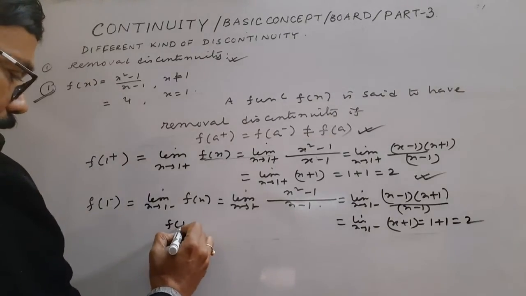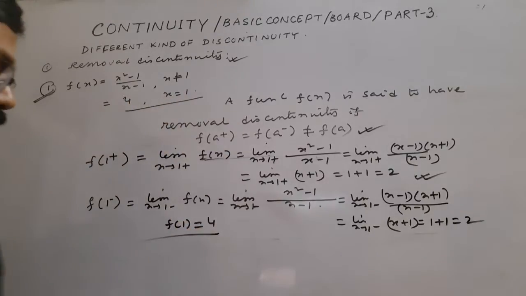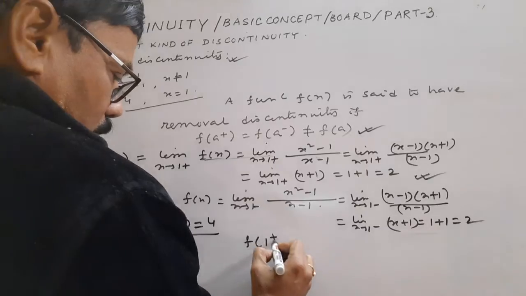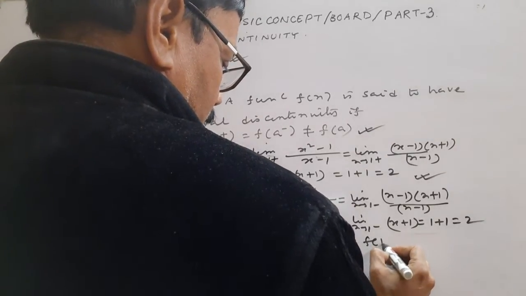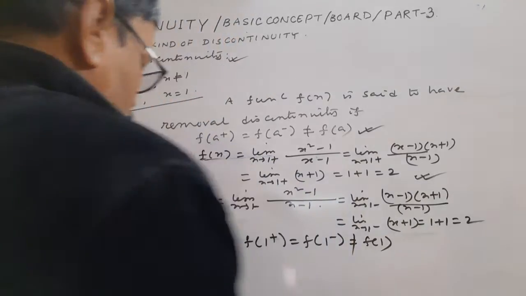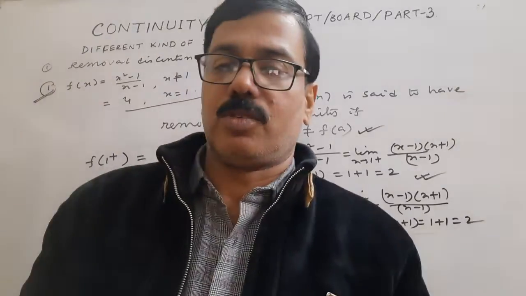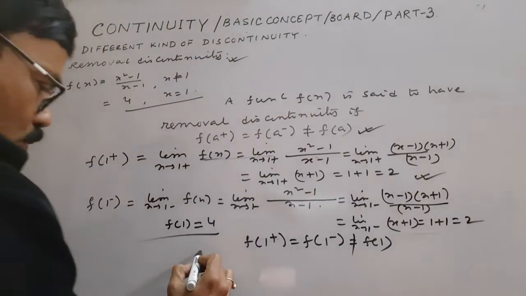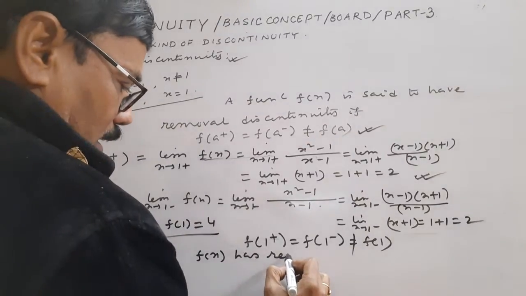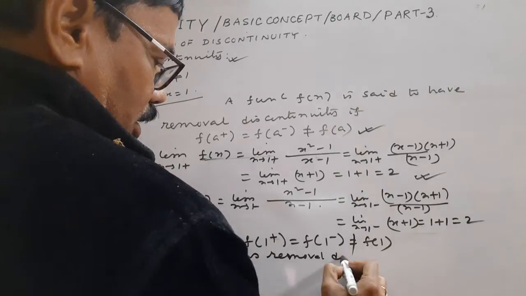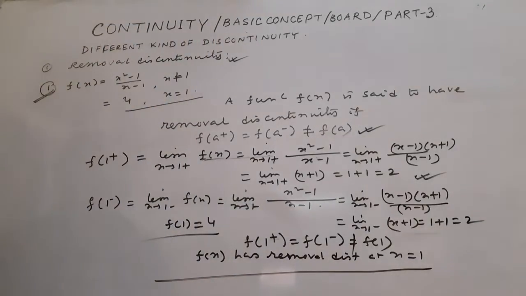Now what is the functional value? f(1) equals 4. So what is the conclusion? f(1+) = f(1-) ≠ f(1). So f(x) has a removal discontinuity at x = 1.